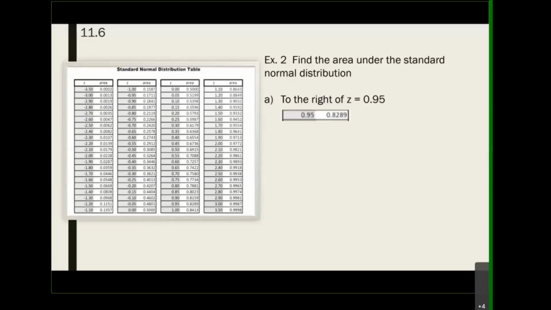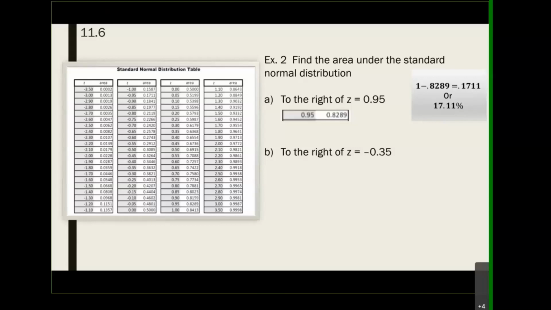But because we're looking for the area to the right, we have to take 1 minus that item, which is, again, 0.1711 or 17.11%. So it depends on what your question is, as you will see later when we get to 11.7. Depending on what question they ask you, your answer has to be structured accordingly. If they ask you for a percentage, you have to convert to a percentage. If they ask you for the area, just give them a decimal.